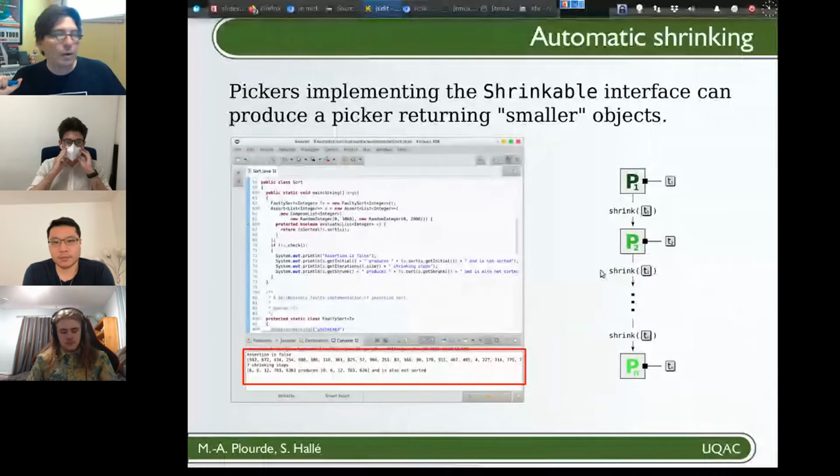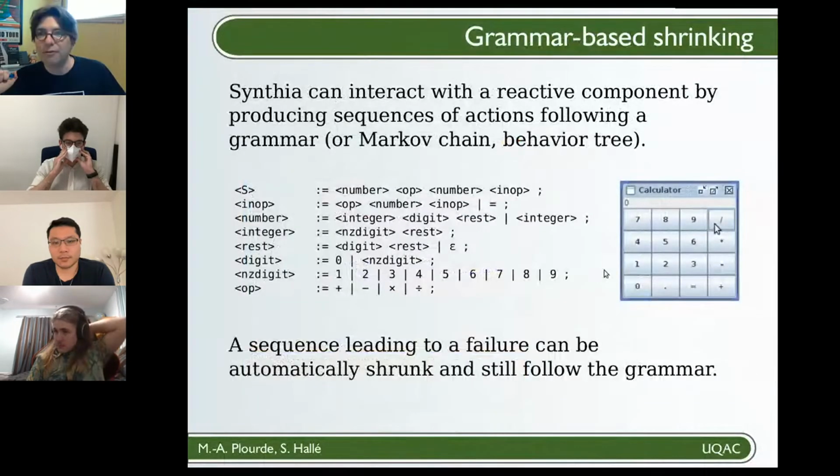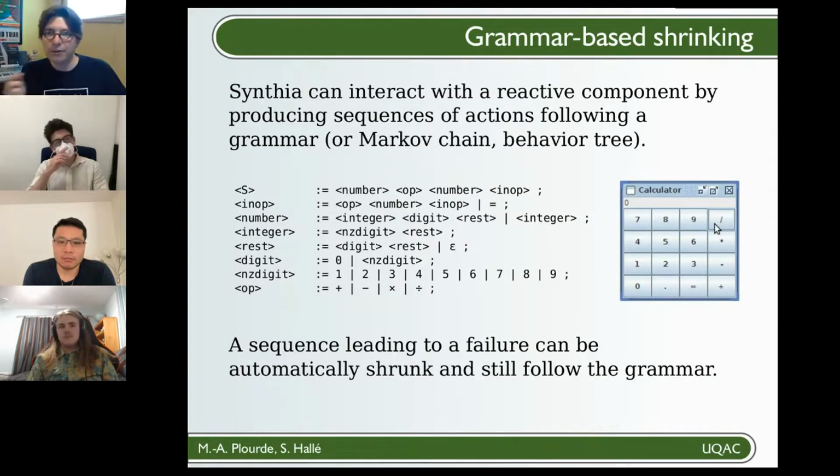Cynthia can also shrink sequences of actions sent to a reactive system. So the sequence of actions is produced by generating random derivations of a grammar, and this is also a built-in feature. And once a failing sequence is found by another object called monkey, then the search for a smaller sequence proceeds automatically. And as with any shrinking in Cynthia, the shrunk input preserves the properties of the original. So any smaller sequence that is being tried is a subsequence of the original, but a subsequence that is still a valid derivation of the grammar and not just any subsequence.